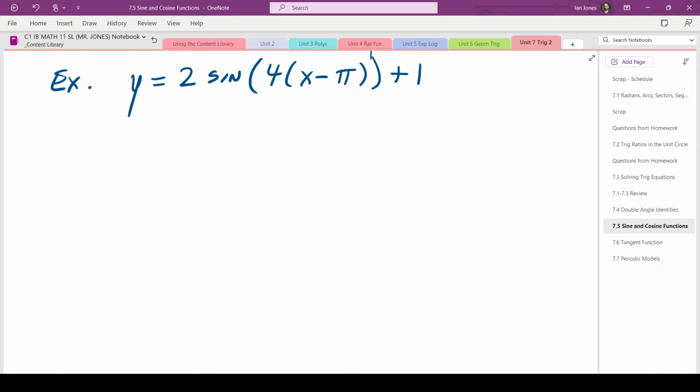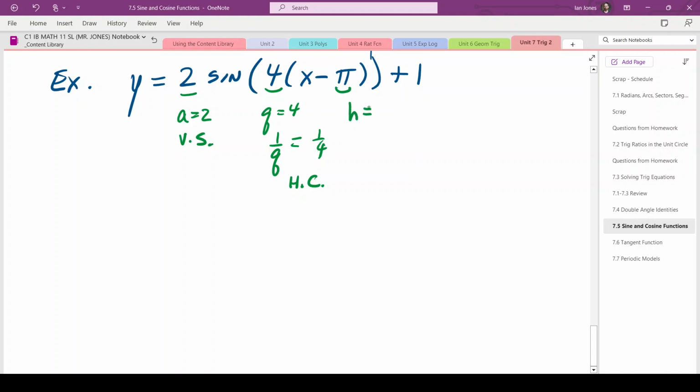So I'm going to go through. Well, I know that the 2 is my A. That gives me a vertical stretch. I know that the 4 is my q. And 1 over q, which is 1/4, is what we'll be multiplying all the x's by. So in fact, here we have a horizontal compression. Okay, so we have a vertical stretch, we have a horizontal compression.